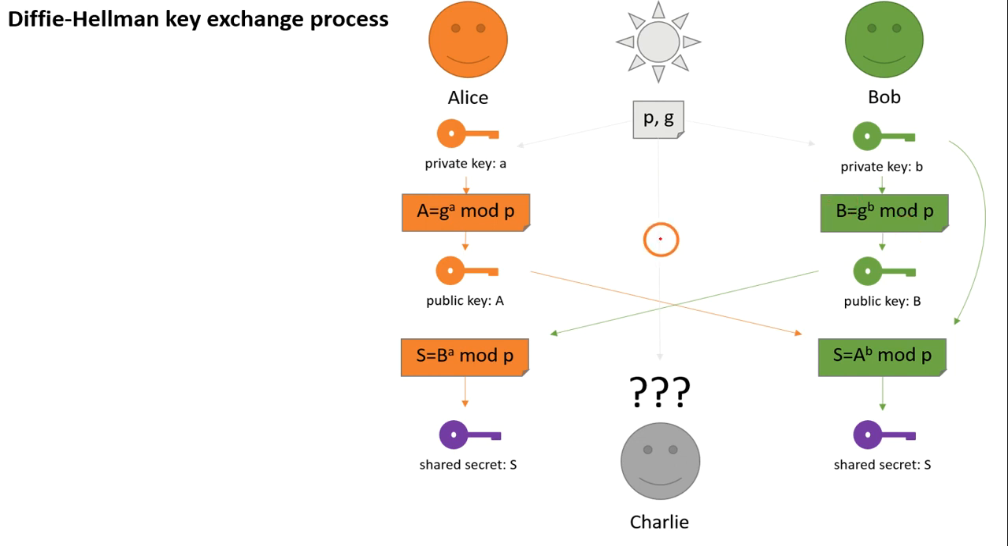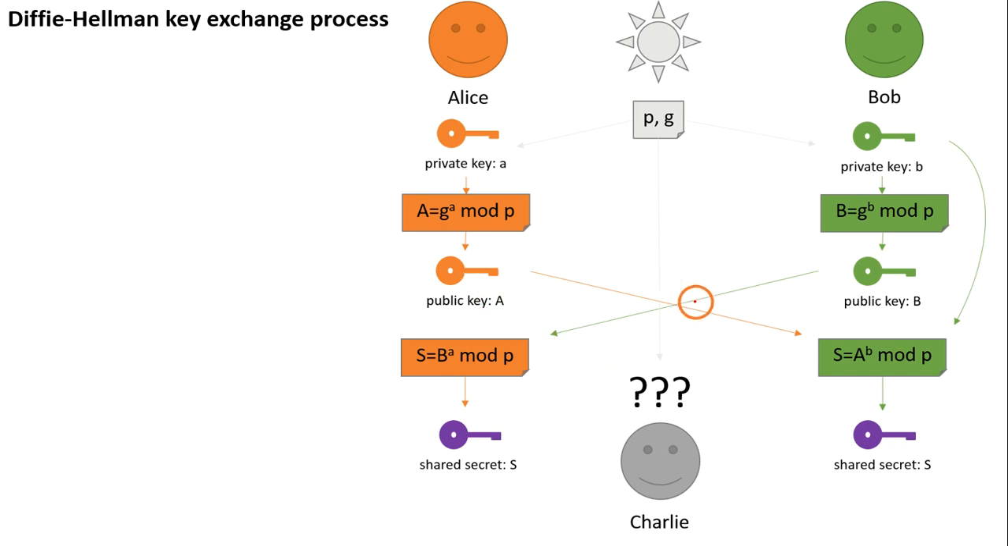Now Alice will send her public key to Bob, and Bob sends his own public key B to Alice. They exchange the public keys with each other. Remember that the private keys, small a and small b, are never exchanged. They are kept with Alice and Bob themselves. Now, what does Charlie know? Charlie knows P. Charlie knows G. Charlie also knows capital A, and capital B. He knows all these things. The only things that Charlie doesn't know are small a and small b.